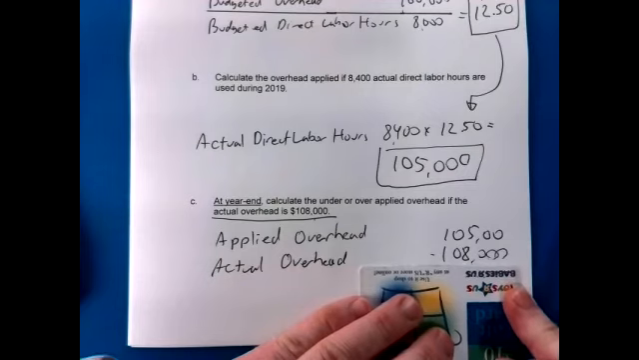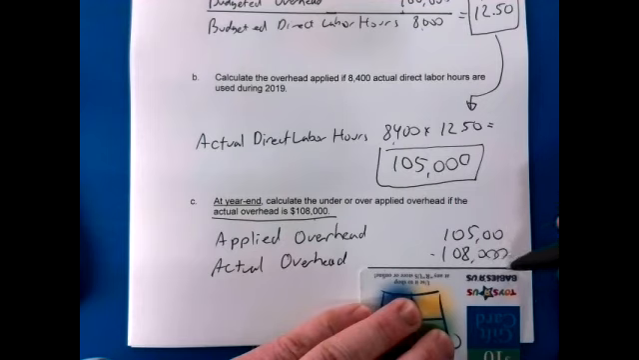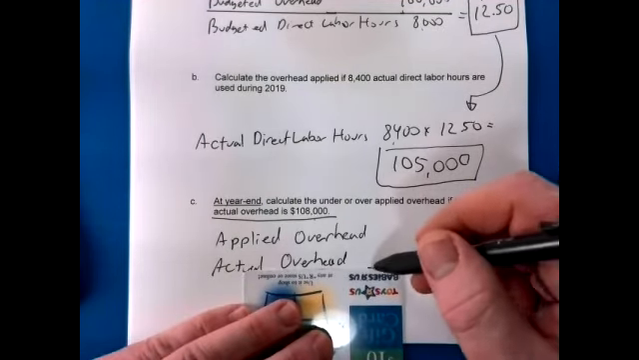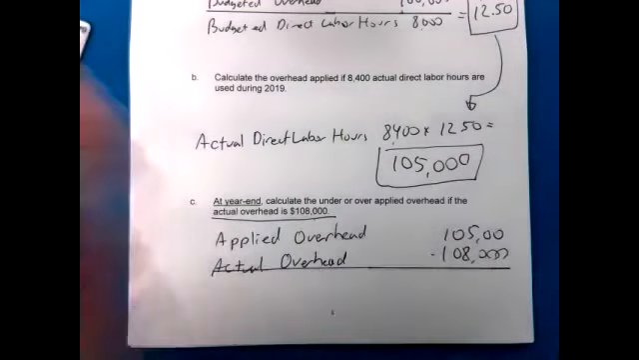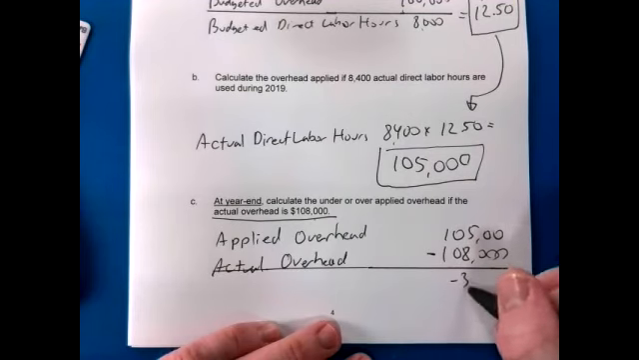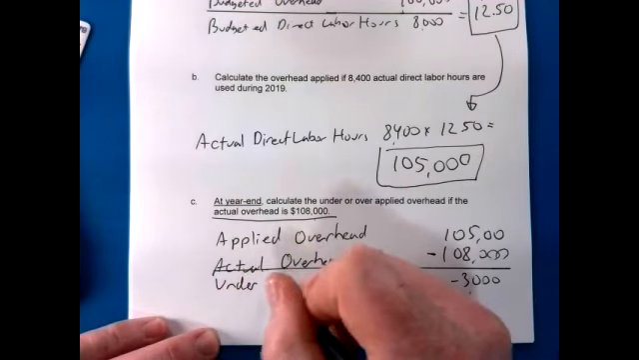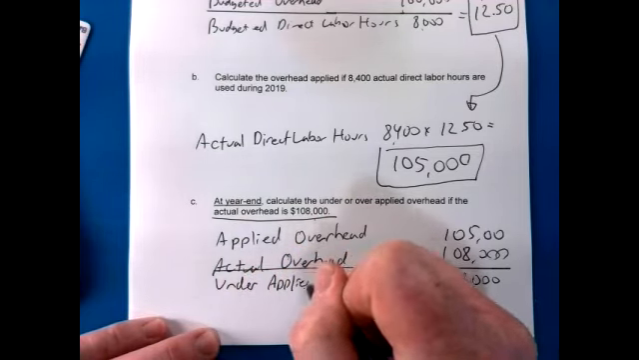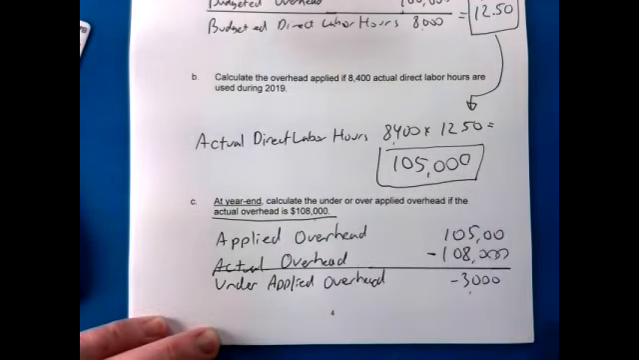I gotta get my ruler. My Toys R Us card is just not big enough. Okay, so that is negative 3. So this is under applied overhead. They applied 105, but the actual was 108. So they applied too little.